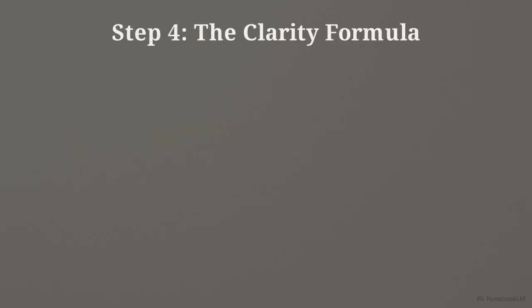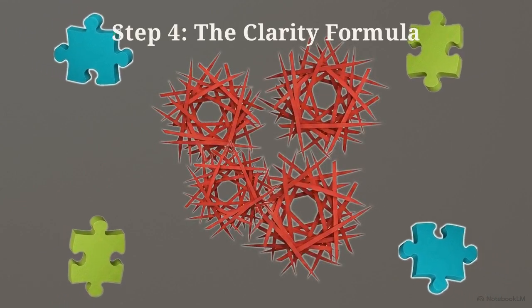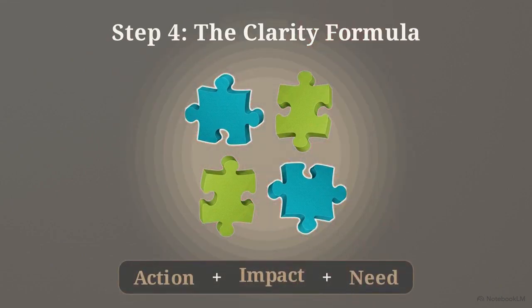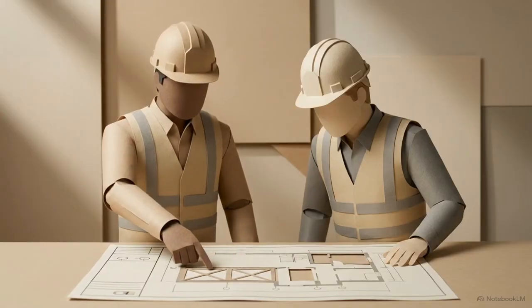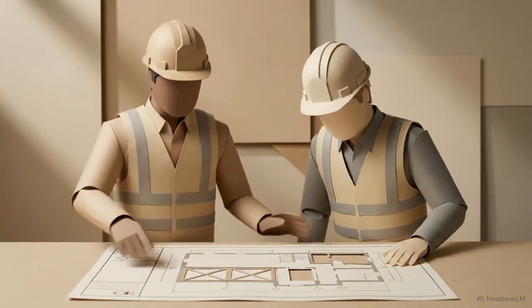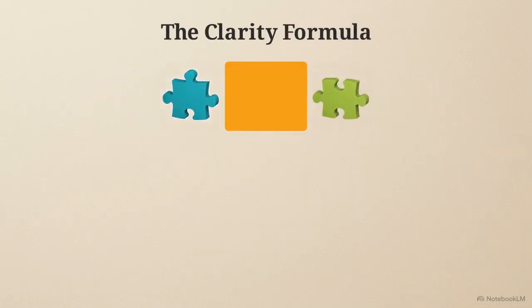That brings us to step 4, filling in the clarity formula. Most conflicts are caused by vague hints and assumptions, rather than bad intentions. It is crucial to recognize the difference between being clear and being harsh. You can be direct without being rude. Structure your message using a 3-part formula: action, impact, and need.